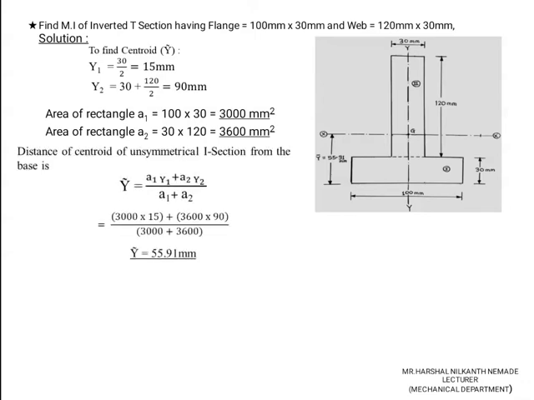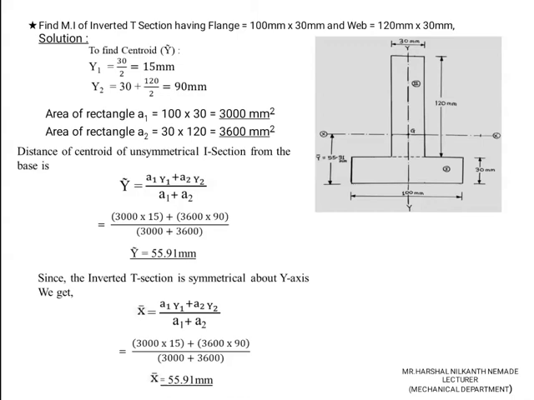After calculating area, I will calculate y bar. The y bar formula is a1 y1 plus a2 y2 divided by a1 plus a2. I will substitute all the values. After substituting all the values, I will get y bar equal to 55.91, and I will mark it on the diagram.